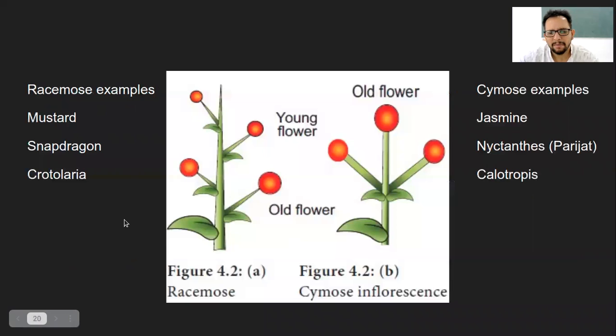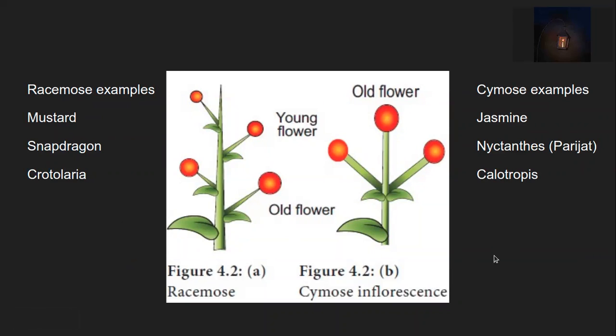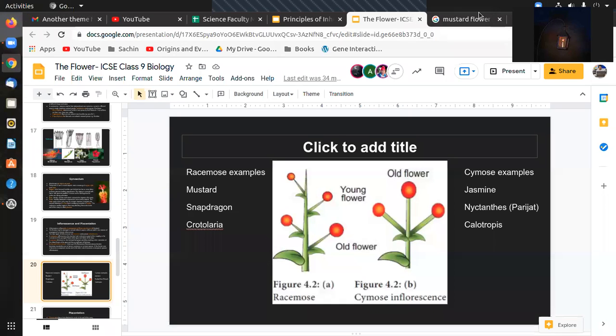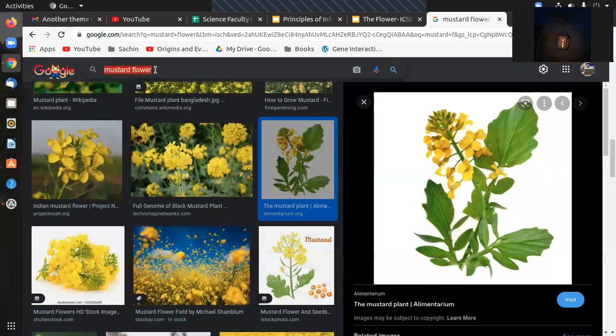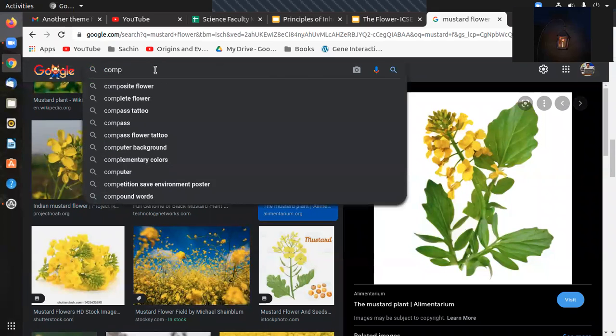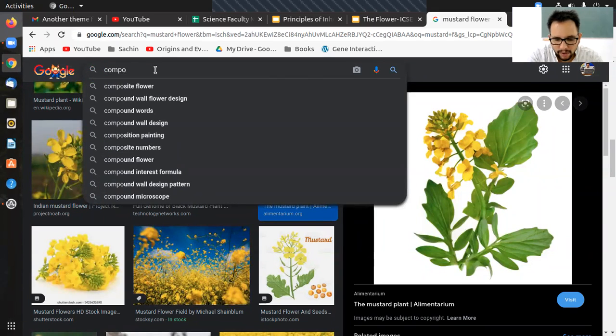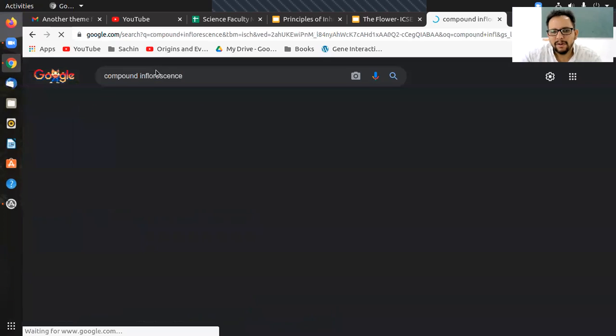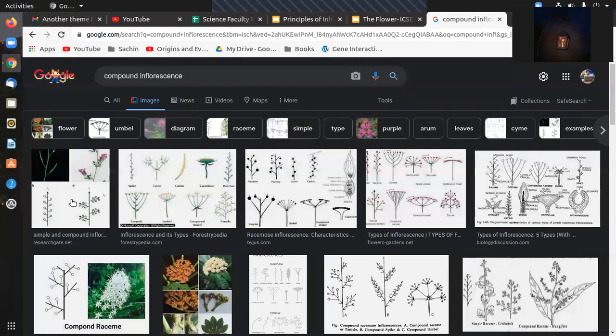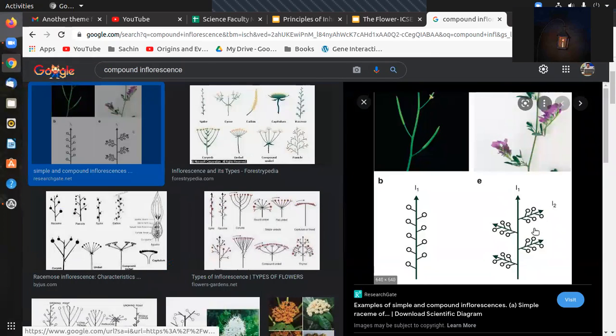Again, you need not remember the compound, but that was just for your information. But can you just show one compound? Compound inflorescence. Yeah. It will be difficult to identify as such, because if we don't have a better picture, it will be very difficult. They say don't put the images of the plants.